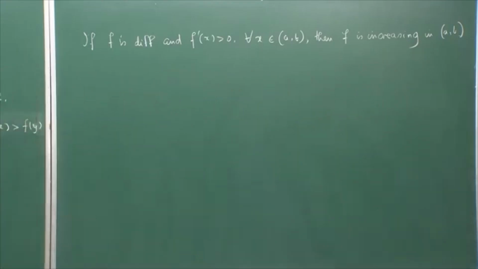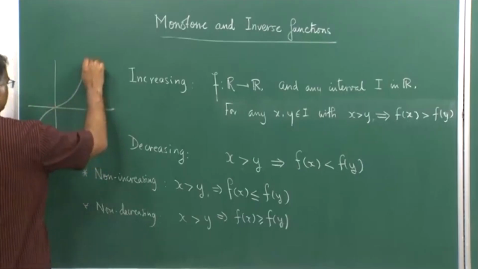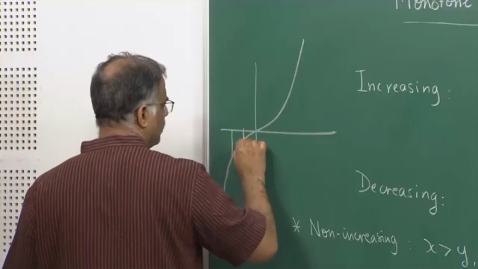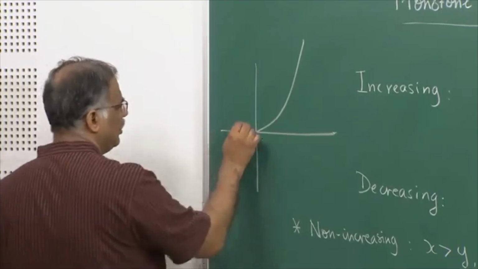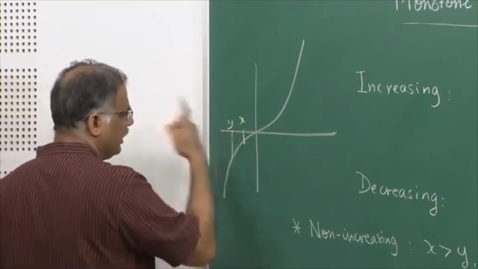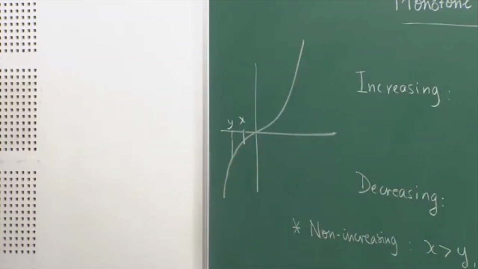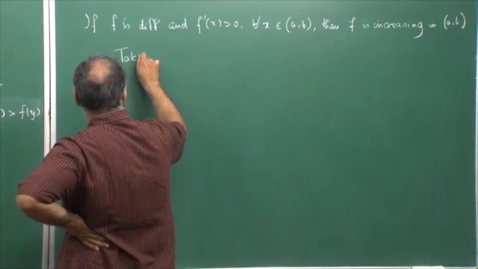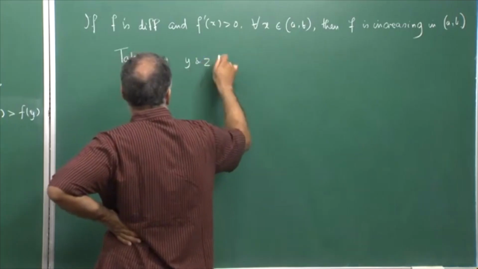For example, if you draw the graph of an increasing function, y equal to x cube, you take any x and any y, it does not matter, the function value is increasing. Whenever x is bigger than y, f(x) is bigger than f(y). So how do I prove this fact? The fact is the following. Take any y and z, arbitrary y and z in (a, b).